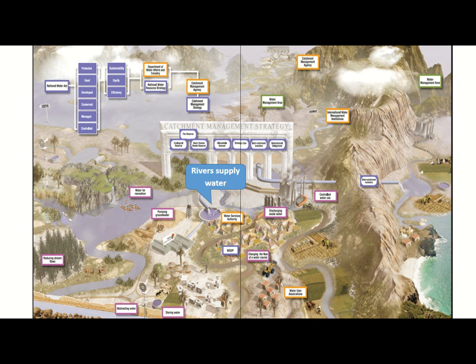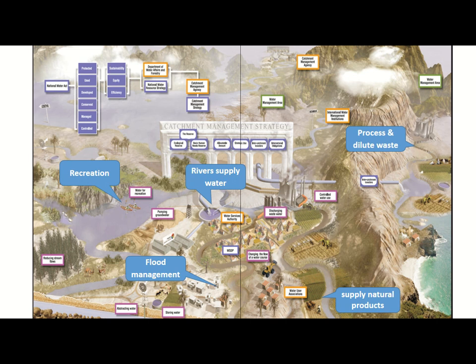The importance of rivers that provide water to us. The importance and the role that rivers provide to us by diluting and processing our waste. We call that assimilative capacity. Natural products. What do we get from rivers? What do we derive from rivers? Where are they? What do they look like? Flood management. Why is that important for us? To make sure that we maintain and protect people from flooding. And then recreational activities. And in that category, we include religious and spiritual activities as well.